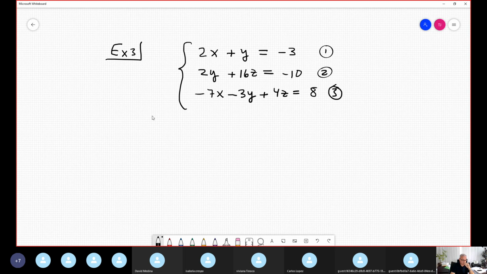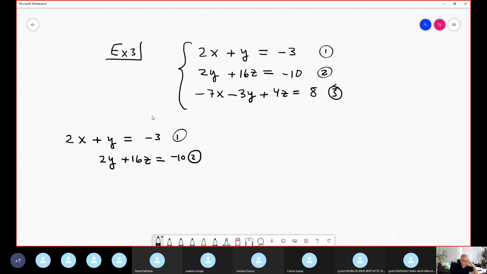For example, I take on my paper equation 1 and equation 2. I copy separately here. 2x plus y equal -3. I copy this equation a little bit like that, put it in the column, no? 2y plus 16z equal negative 10. This is my equation 2.